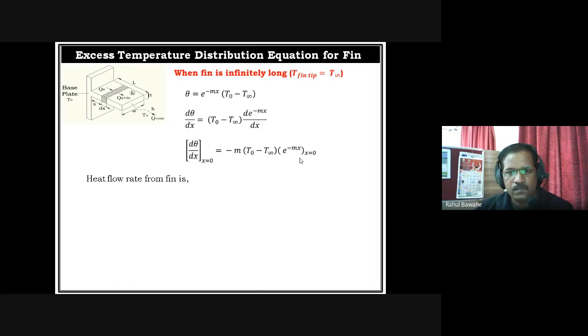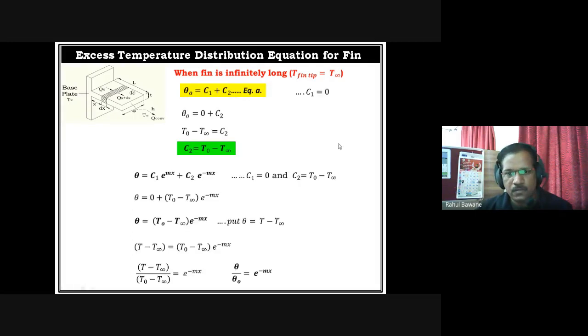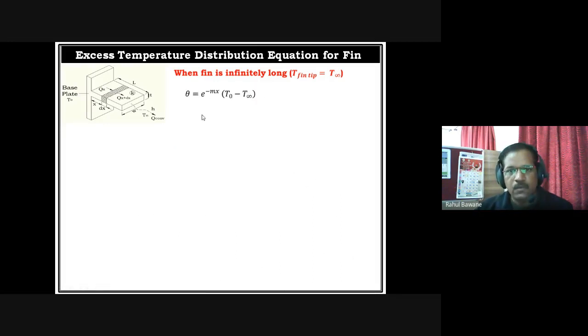Now, for the heat flow rate, let's go back one step. Okay, we reach this. Now we know theta is equal to e raised to the power minus mx into theta 0. We are just shifting the denominator theta 0 to the right-hand side, and putting the value of theta 0 as T0 minus T infinity. Now differentiate: d theta by dx will be T0 minus T infinity times d by dx of e raised to the power minus mx.